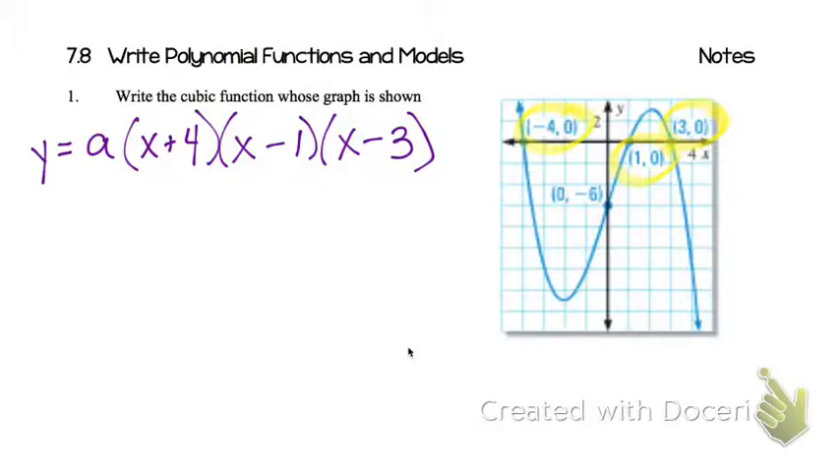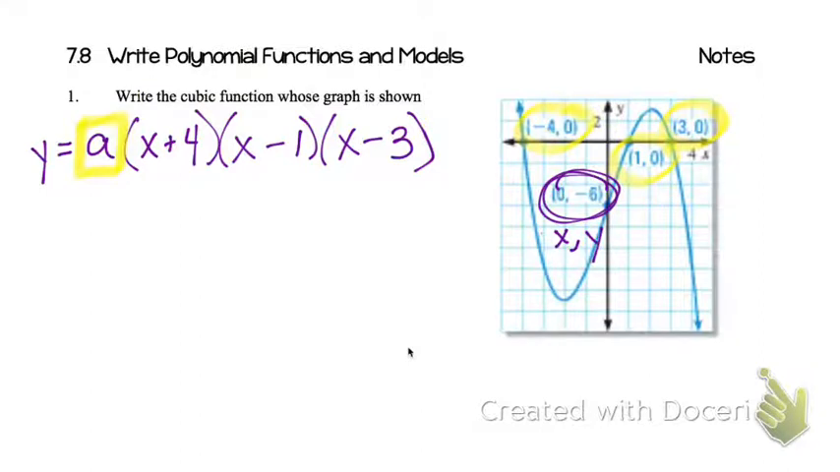Then it gives you another ordered pair, and it wants you to use that ordered pair to solve for my leading coefficient. Okay, so I'm going to use this. This is just another ordered pair, and I'm going to plug these in for x comma y. So everywhere I see an x, I'm going to put a 0, and everywhere I see a y, I'm going to put a -6, and the goal is to solve for this a. I don't know what that number is.